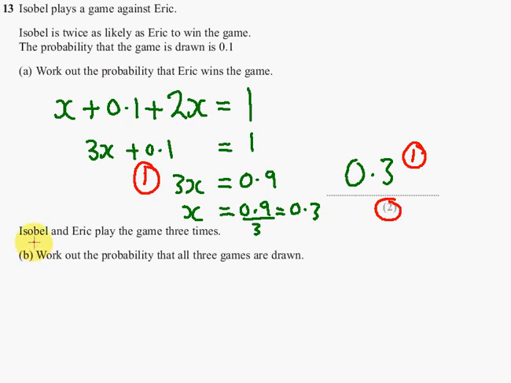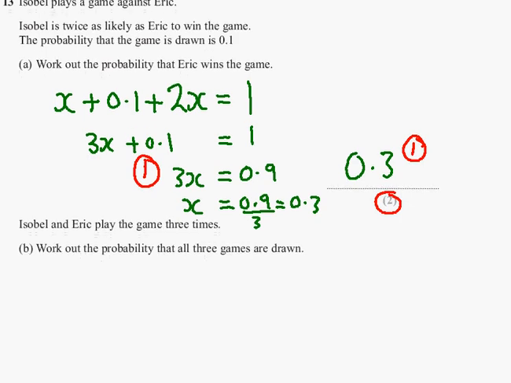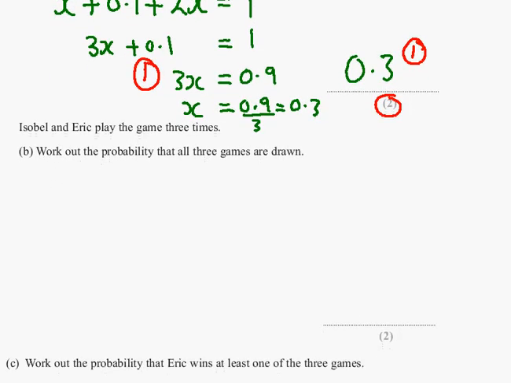So, Isabel and Eric play the game 3 times. Part B says work out the probability that all 3 games are drawn. Okay, they're going to play it 3 times. I'm trying to picture a probability tree here, but you don't actually have much space to draw a probability tree with 3 sections, each with 3 branches. So remember, you multiply across the tree.